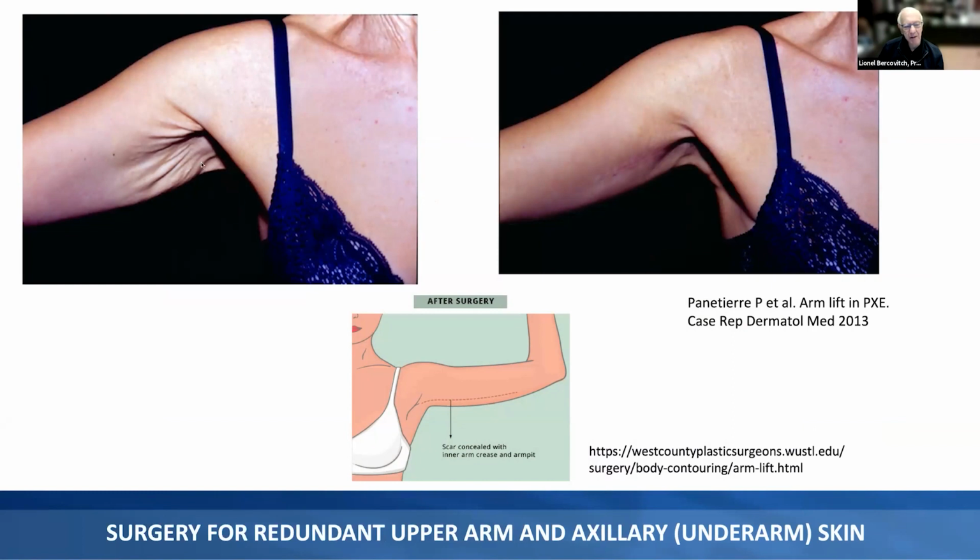This patient had lax skin secondary to PXE and underwent a brachioplasty, or arm lift. The scar is hidden under the arm and the back of the arm. You can barely see the scar here. It's not something that most people would really notice. It's certainly not nearly as conspicuous as the way the skin looked beforehand.